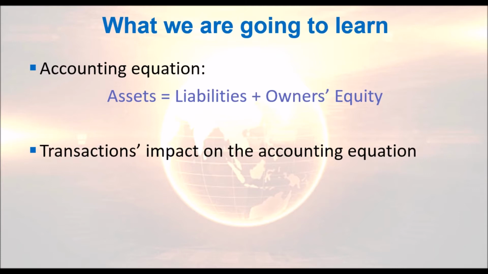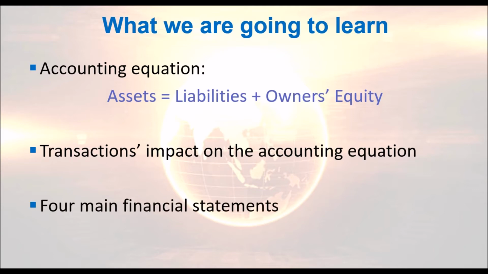The next thing that we'll be looking at is the various accounting transactions that take place and what is the impact of those transactions on this equation. This equation needs to hold true regardless of what transactions are going through, but we'll be looking at what impact those transactions have. And the third topic would be the four main financial statements that are used in accounting. We'll be looking at some basics for the basic statements, and then like I said, in subsequent videos we'll be building on this information.